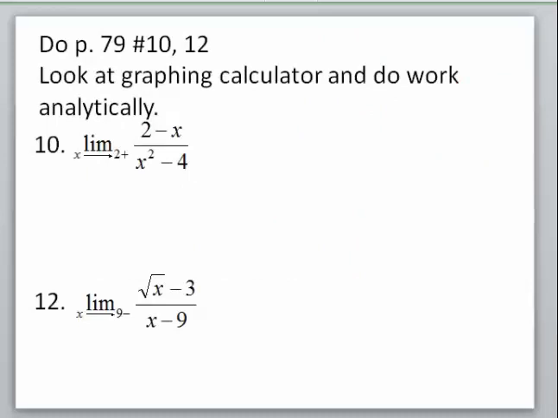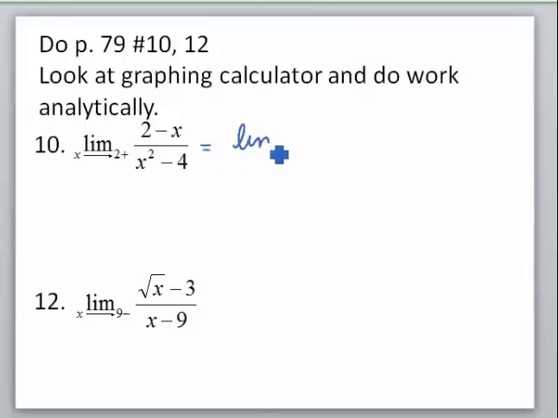The next thing we can do is look at a graphing calculator to figure out these answers, but we can also just do the work analytically, and that's how I'm going to do it on these screens. Feel free to type it in your calculator to see a visual of what's going on, but you can also do it analytically.